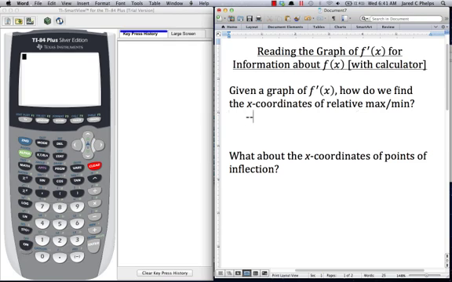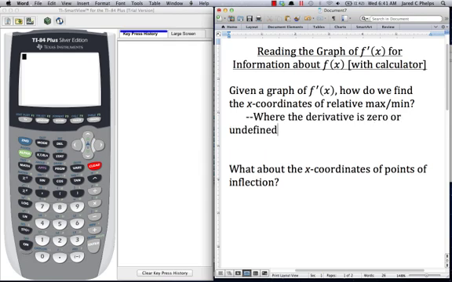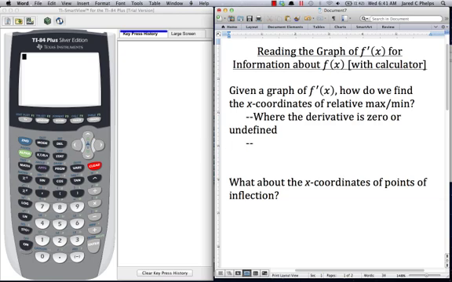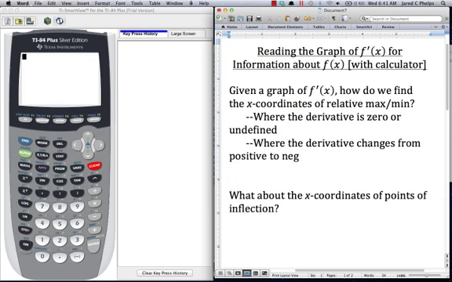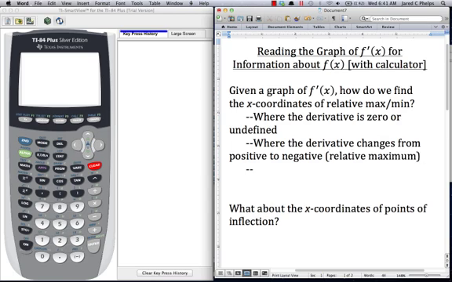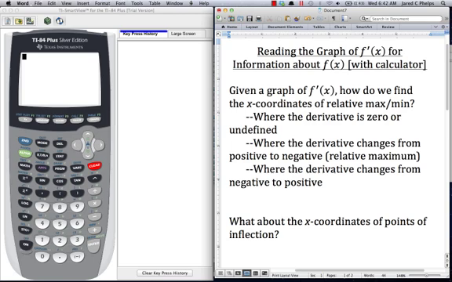I hope you remember that there are two things we're looking for. One, we're looking for where the derivative is 0 or undefined. And then the second thing is that we also need where the derivative changes from positive to negative. If the derivative changes from positive to negative, that means you're looking at where the function changed from increasing to decreasing, so that's a relative maximum. Or where the derivative changes from negative to positive, and this was a relative minimum.